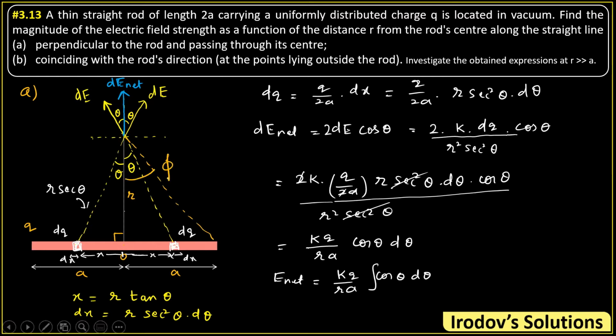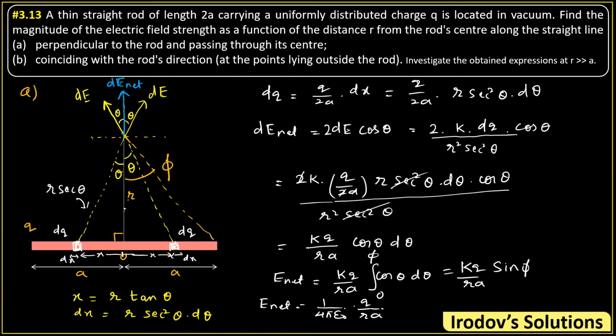So the limit of theta will go from 0 to phi. And the integration of cos theta is sin theta, and if we put the limits, we will get kq by ra sin phi. And now it's time to put everything in final form. So that will be E net, and k is 1 upon 4 pi epsilon naught, q by ra, and sin phi. What is sin phi?